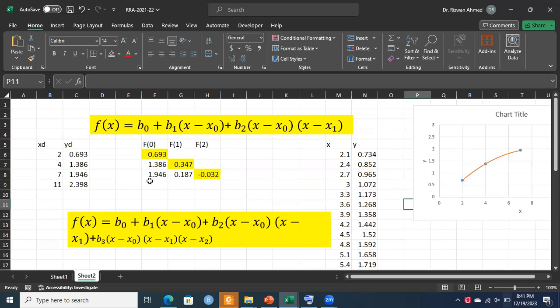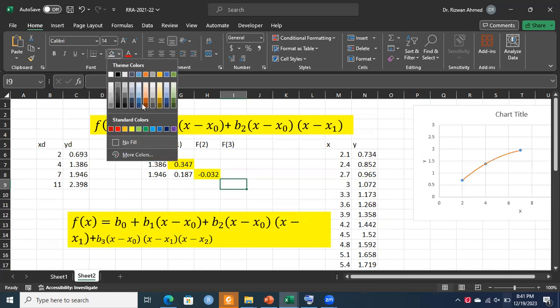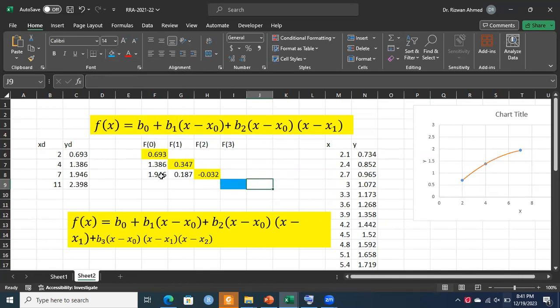However, we have to compute the divided differences at a next level. So we will require the calculation of third order divided differences. For that very purpose, this is the location where we will come up with the constant b3. So we have to extend this calculation likewise.